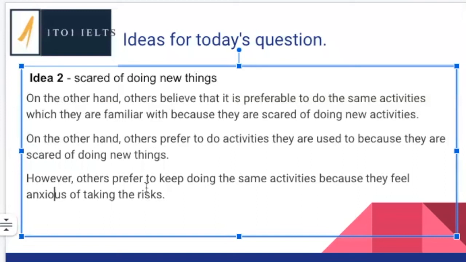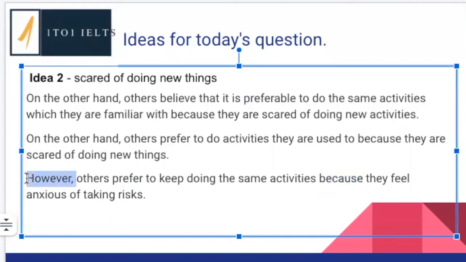Okay, so it's clear that we have our second attitude here. So others prefer to keep doing the same activities. Good. We've got a reason because we're using because. That's good. They feel anxious of taking the risks. So what are these risks? Do we know the exact risks, or are we just talking about risks in general? In general. So if we're talking about risks in general, we don't know which particular risks they're taking, so we don't put the definite article here. Apart from that, that would be good.